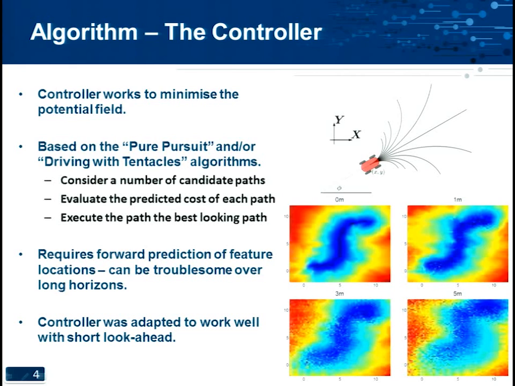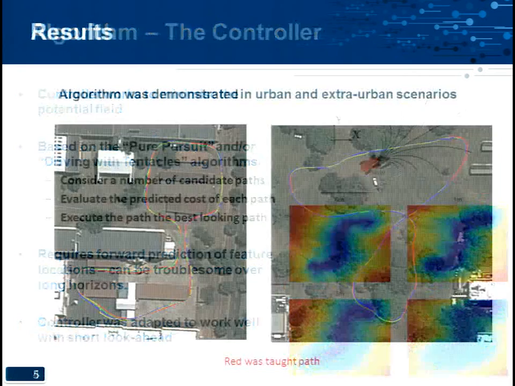This, however, requires forward prediction of the feature locations, which can be troublesome over long horizons. If you have a look at the results on the right-hand side, you'll see that from 0 meters to 1 meter, to 3 meters, it starts degrading quite badly, and at 5, the path is barely noticeable. To overcome this problem, we adapted the controller to work well with a short look ahead, essentially by pre-filtering the reference signal. A couple of results.